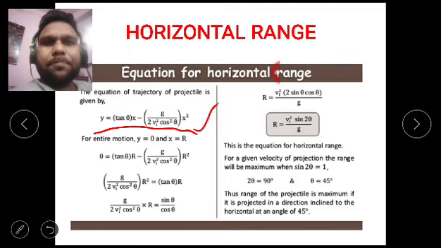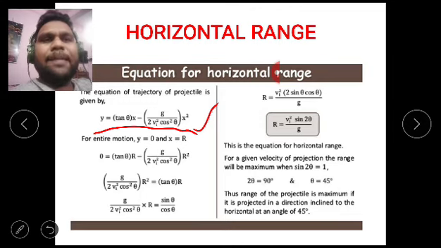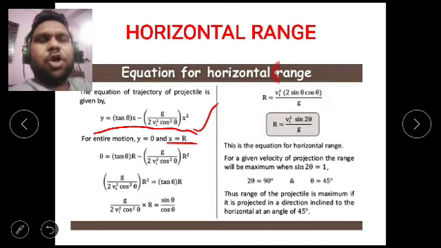Now we know that for the entire motion y will be equal to 0 and x will be equal to R. That means the distance traveled along the x-axis, that is the displacement along the x-axis, is known as the range of the projectile. That means x is equal to R, where capital R denotes the range of the projectile. And the displacement along the y-axis will be equal to 0, since the launching point and the hitting point of the projectile are at the same level.